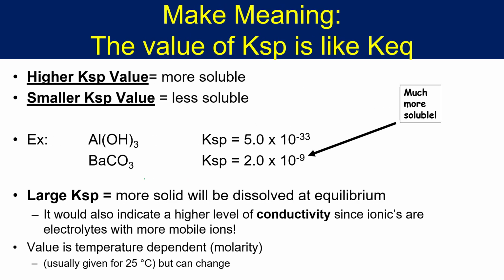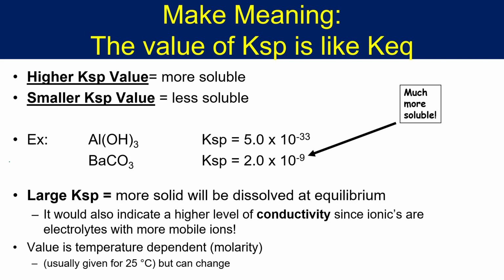So when we want to make meaning of our Ksps, like we said before, the higher the Ksp value, the more soluble your salt will be, the more ions it'll produce in solution. The smaller, the less soluble, and the fewer ions. Thinking about it in terms of equilibrium, the larger the value, the more it favors your products. The smaller the value, the more it favors the reactants.